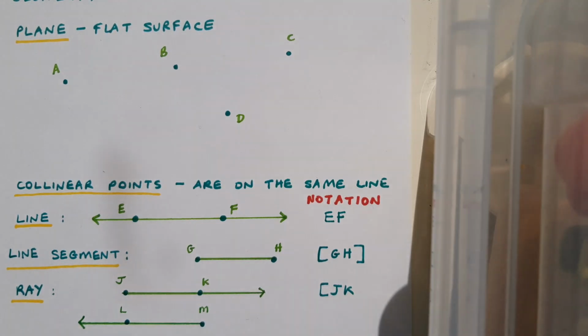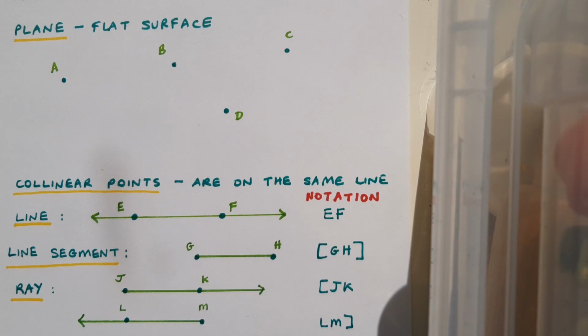Here's a second ray. How do you think I would write its name down? Pause the video for a moment, write down what you think the answer should be, and then check and see if you're correct. I could write this as LM, and again the bracket is on the side where the M is to indicate that I would have to stop at M.